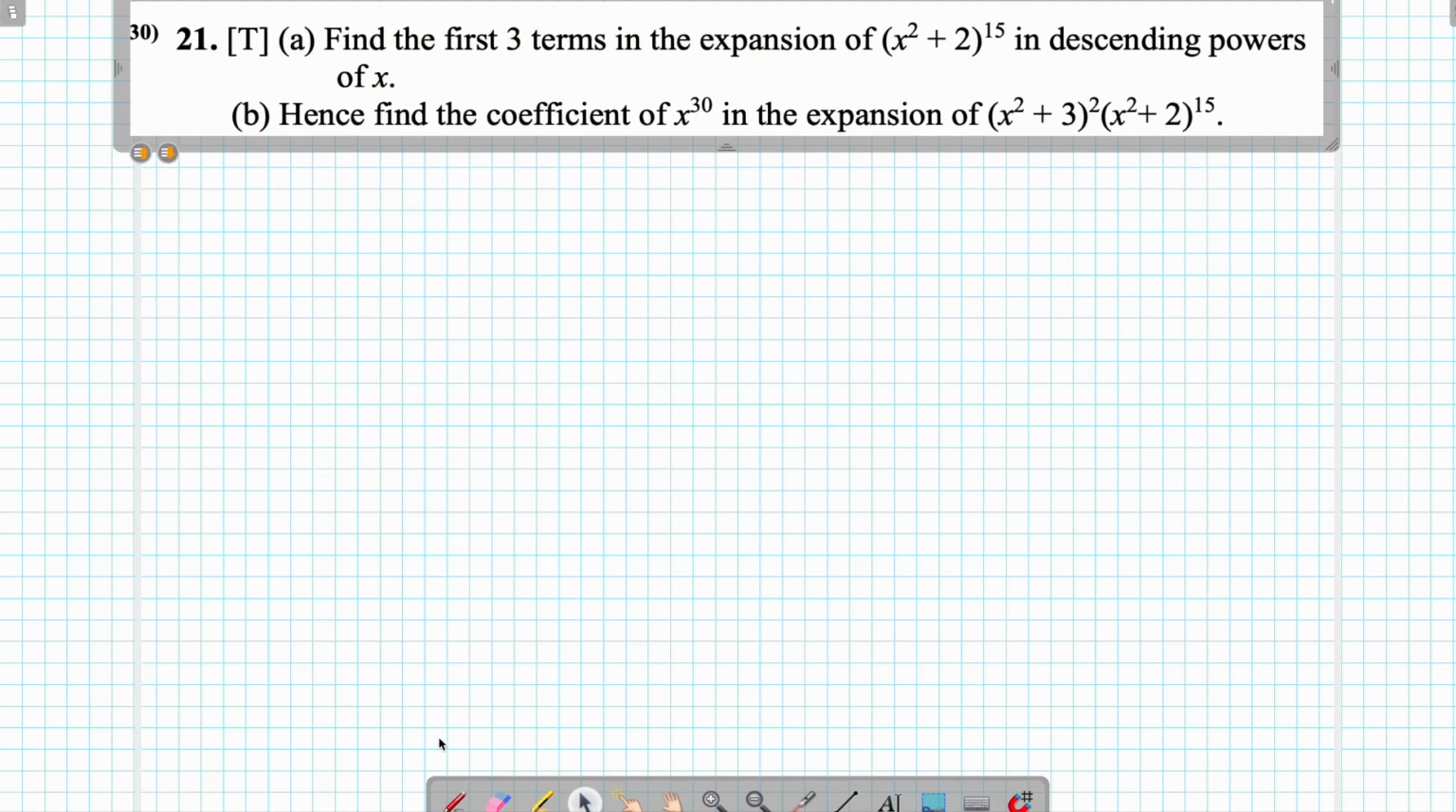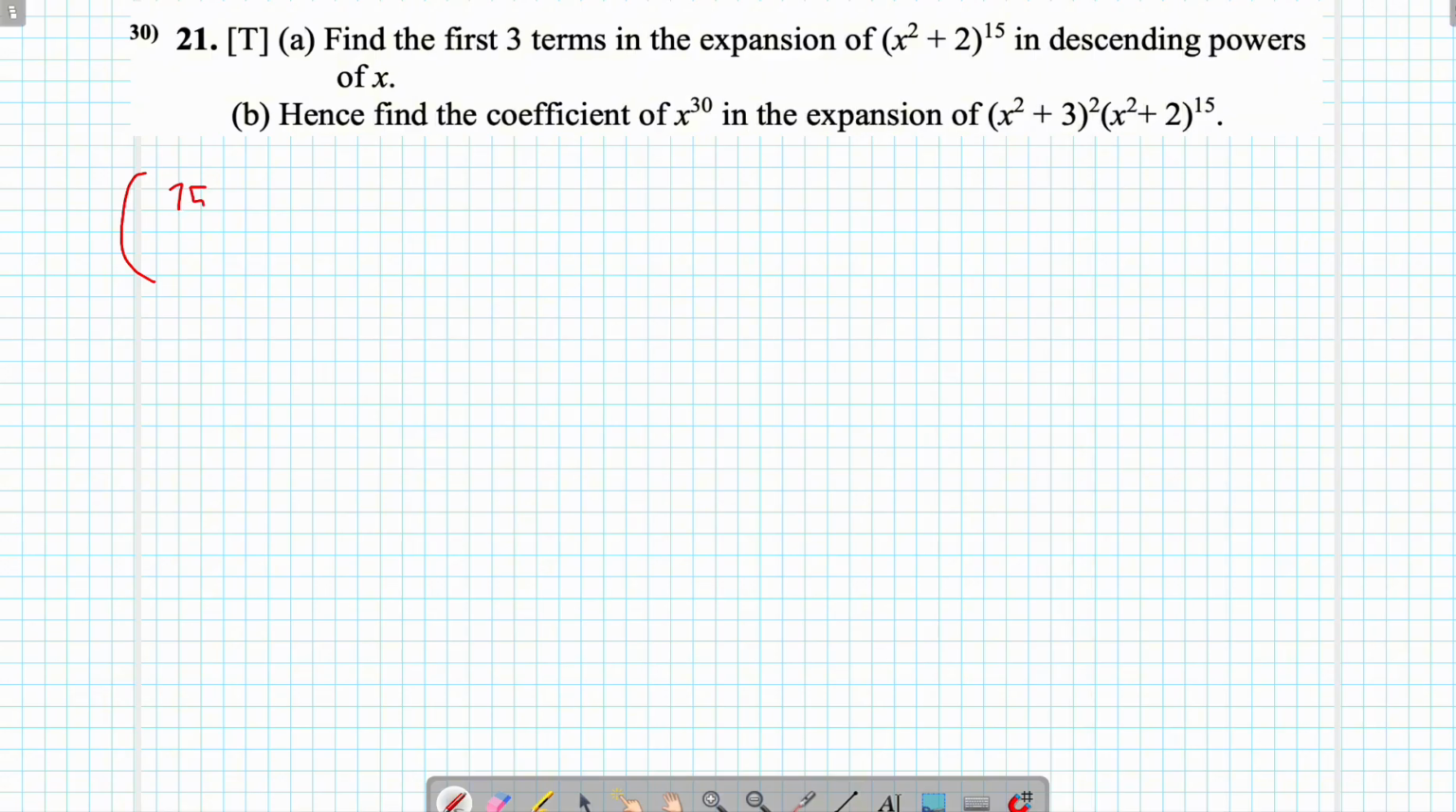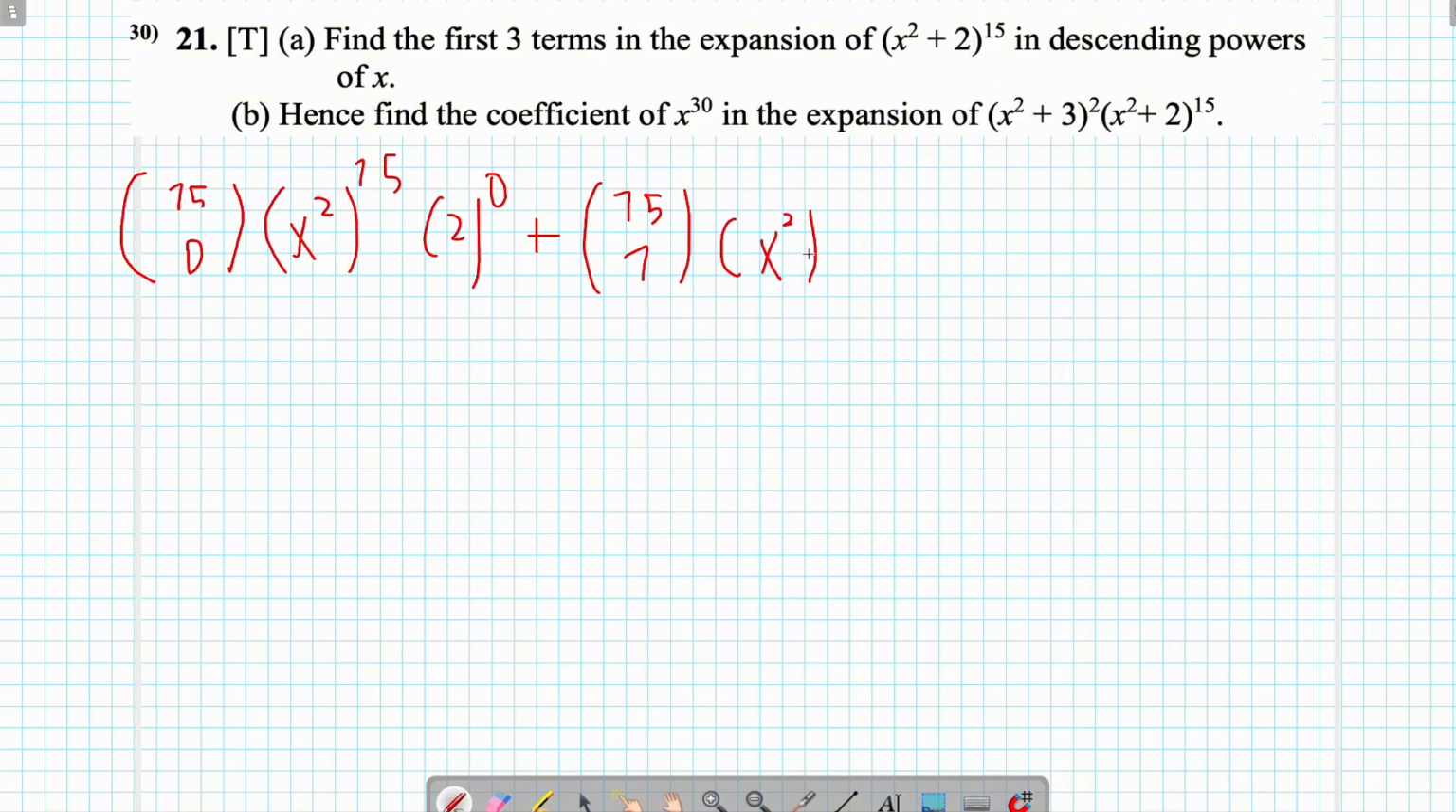Okay, again, 15c0. We're going to start with when k is 0, times x squared to the 15, times 2 to the 0, plus 15c1, x squared to the 14, times 2 to the 1, which is 2, it doesn't matter, plus 15c2, x squared to the 13, times 2 squared.